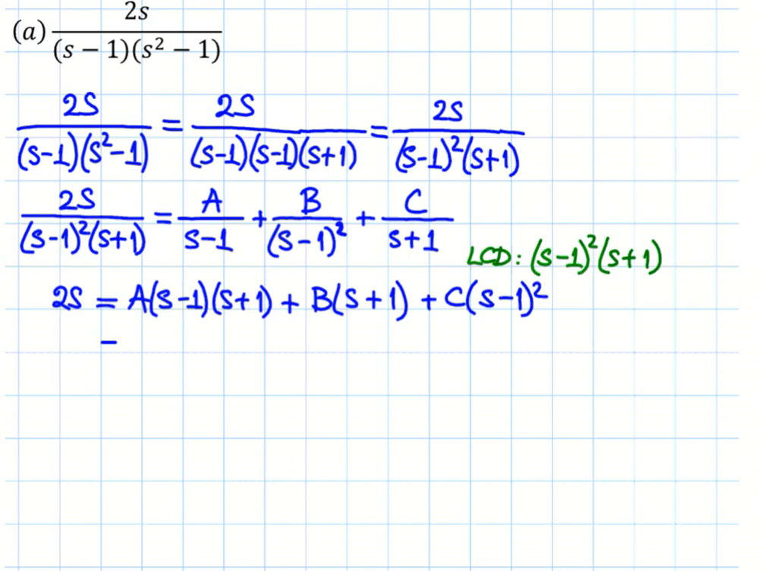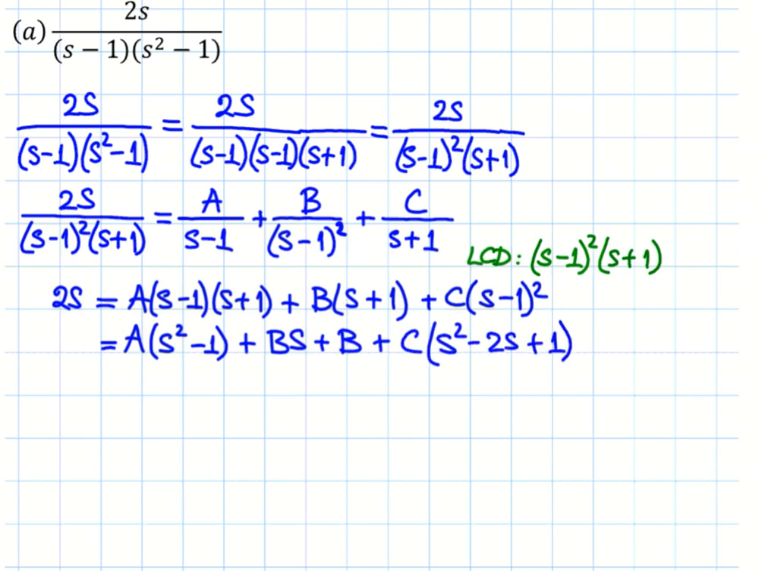And we just multiply them out and combine like terms. So I multiply the s minus 1 and s plus 1. That is s squared minus 1. And the s minus 1 squared, that will be s squared minus 2s plus 1. Now multiply it out and combine like terms. I'll just group all the terms together. Actually, just multiply it out first.